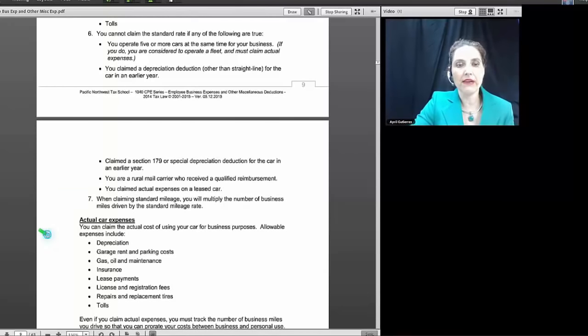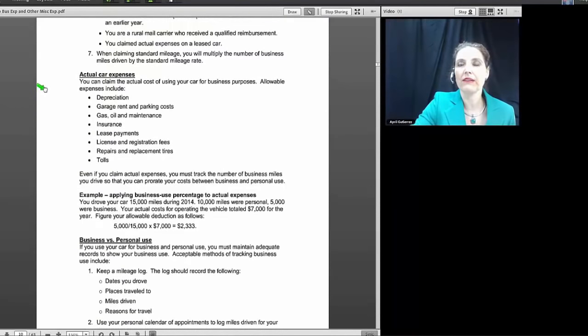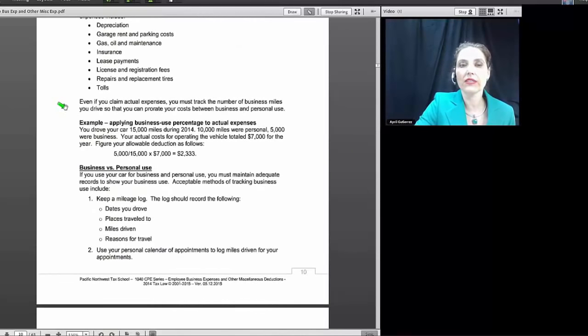So let's look at some actual expenses that you might be claiming if you decided to claim actual expenses instead of the standard mileage rate. Allowable expenses that you can claim if you're claiming actual expenses are depreciation, garage rent and parking costs, gas, oil, and repairs, insurance, lease payments, license and registration fees, repairs and replacement tires, and tolls. Now, even if you claim actual expenses, you must still track the number of business miles you drive so that you can prorate the cost between business and personal use.